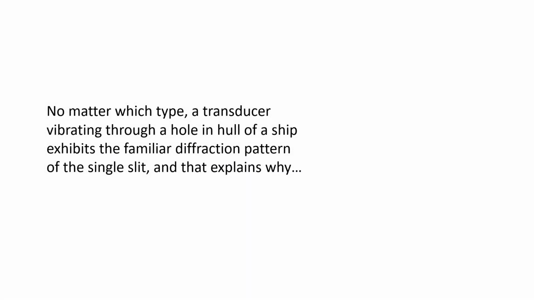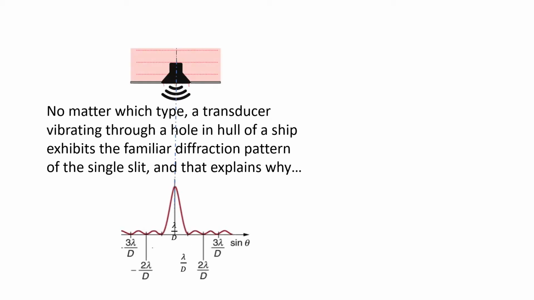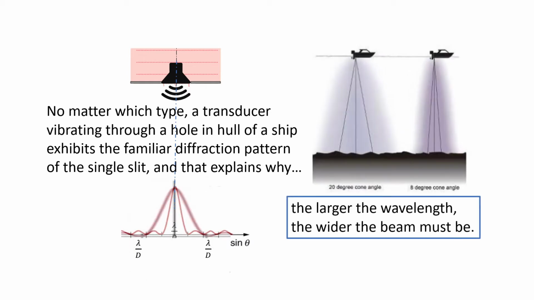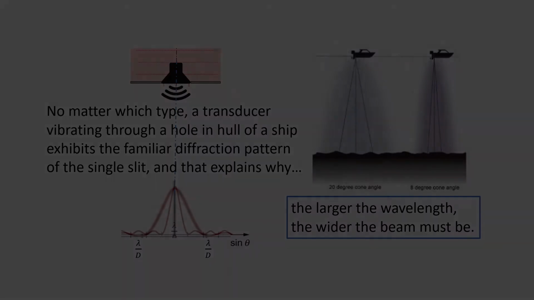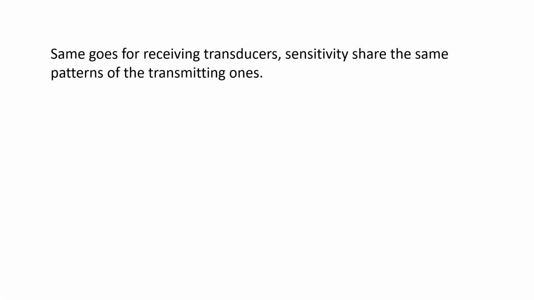No matter which type, a transducer vibrating through a hole in the hull of a ship exhibits the familiar diffraction pattern of the single slit. And that explains why the larger the wavelength, the wider the beam must be. Same goes for receiving transducers. Sensitivity shares the same patterns of transmitting ones.